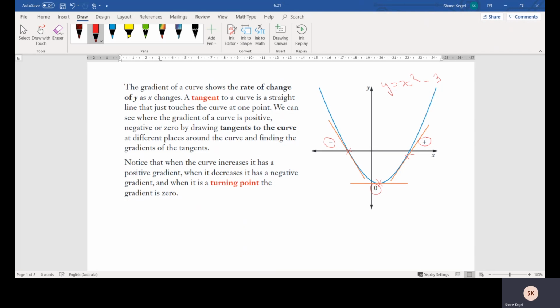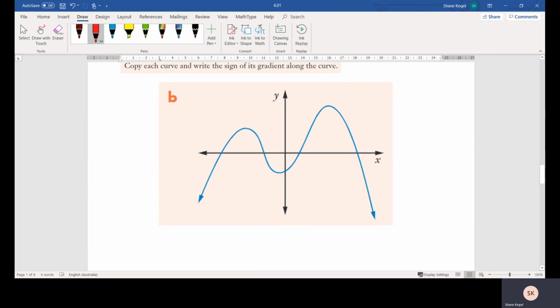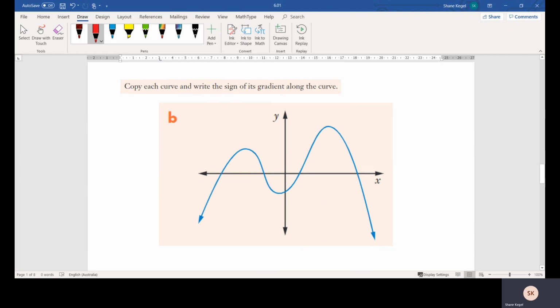Notice that when the curve increases, it has a positive gradient. When it decreases, it has a negative gradient. And when it is a turning point, or down the bottom here, it has a gradient of 0. Further onto that, we're asked to copy each curve. We must write the sign of its gradient along the curve.